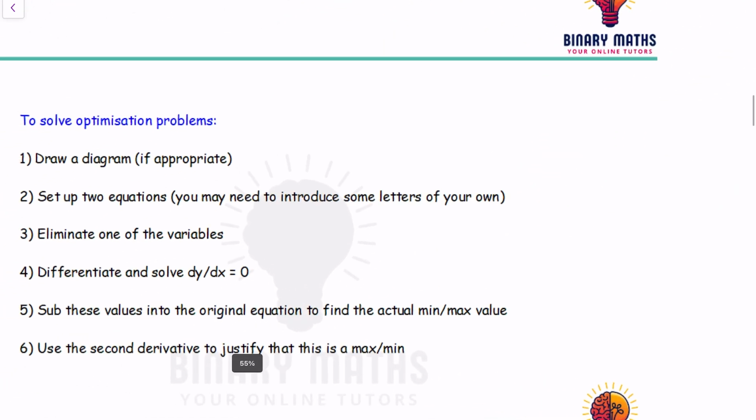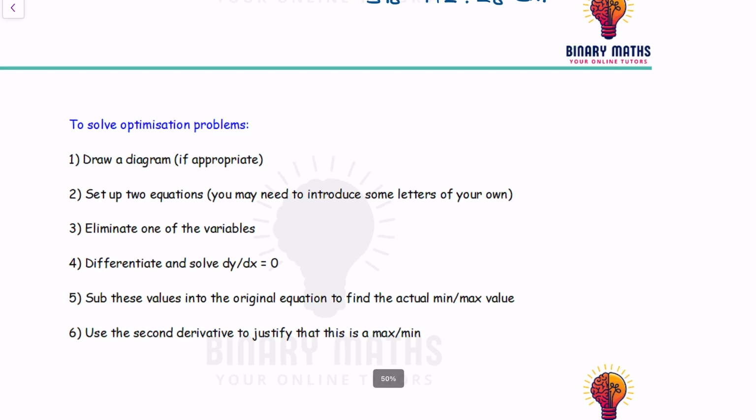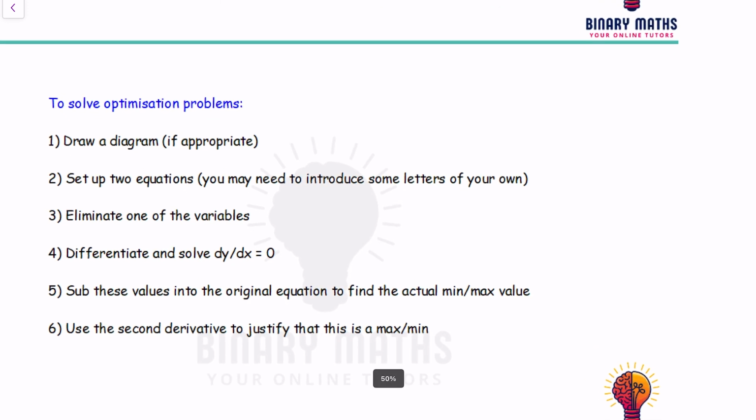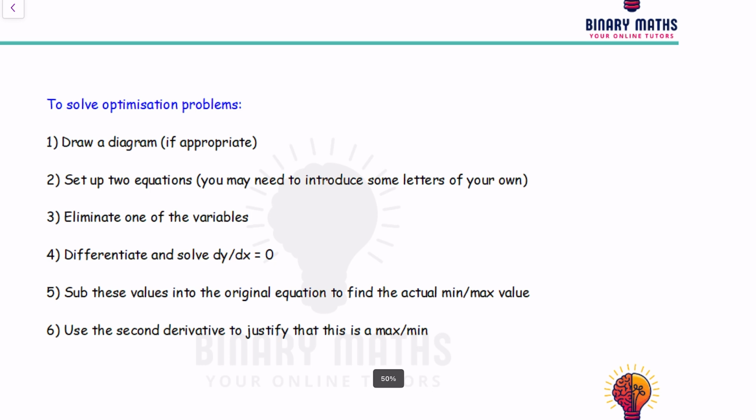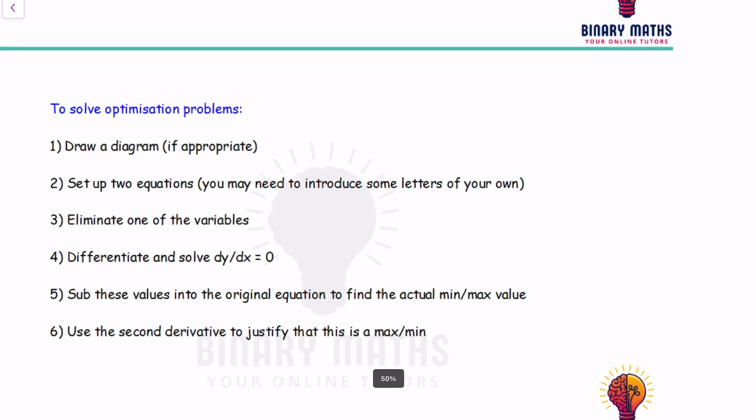Okay, so we've done a few now, so you can see the steps to solving optimization problems. So what you should do is draw a diagram if it will help you. Set up the two equations, as there's always two equations, and sometimes because of how they worded it, you might need to introduce some letters into these equations of your own. Eliminate variables, so there's only two variables involved in your final equation.